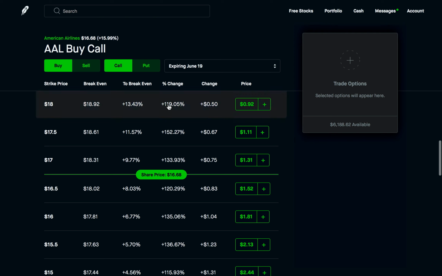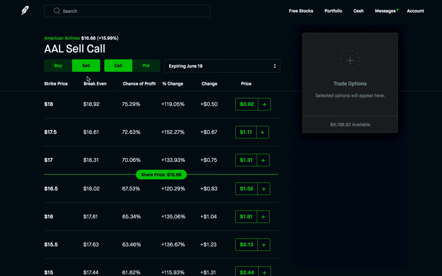Just for a quick refresher, when you sell a call, let me actually use an example. If I were to sell this call right here with a $17 strike price, what this would be saying is if the share price of American Airlines goes above 17 on or before the expiration date, then I would probably be forced to sell 100 shares of American Airlines at $17 a share, right? For doing so, I would receive $1.31 per share, and since there's 100 shares, I would receive a $131 credit.